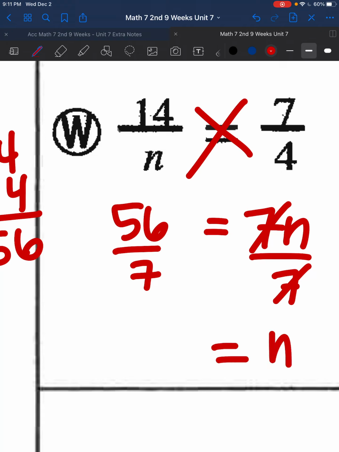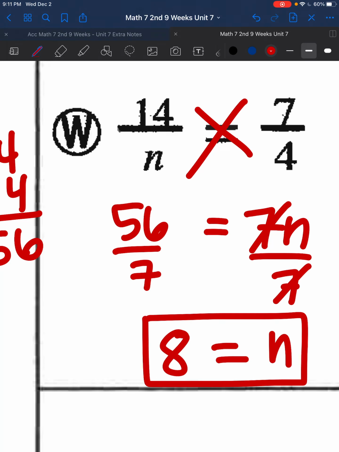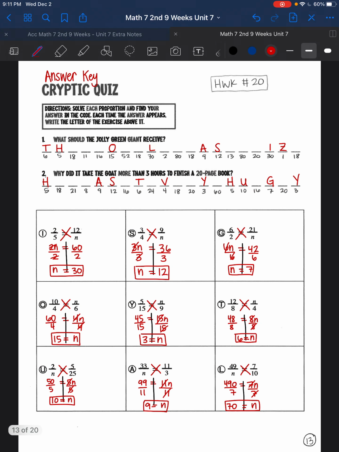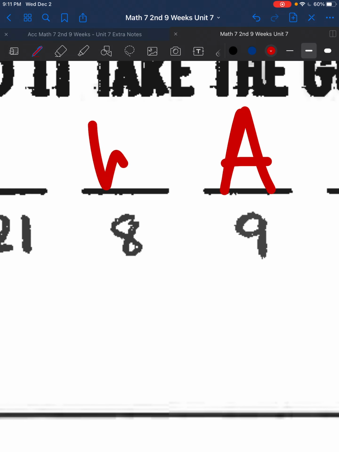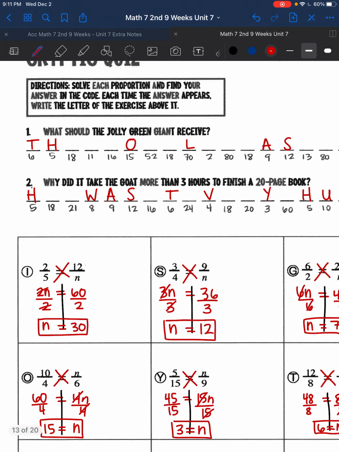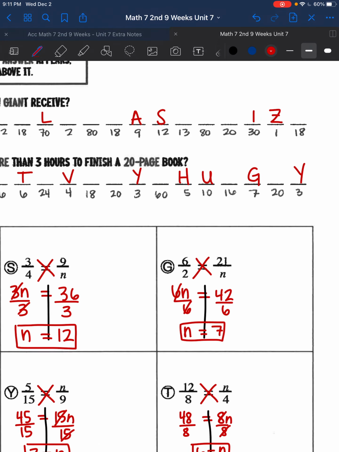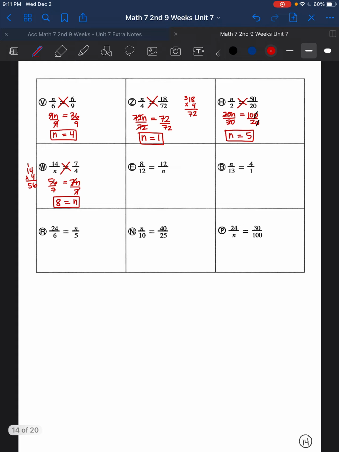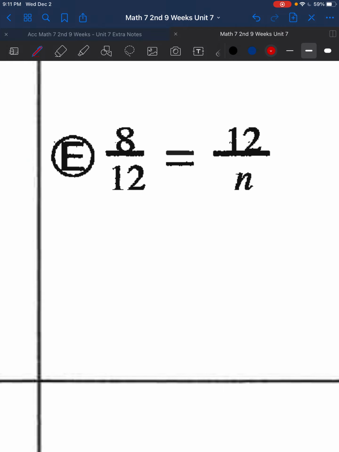Now to get that n by itself, I'm going to divide by 7 on both sides. My 7's cancel out, and n is set equal to 56 divided by 7, which is 8. So n equals 8. So anytime I see an 8, I'm going to write W. Okay, so an 8 is what I'm looking for. Oh, right here. Any other 8s? Nope. Okay.